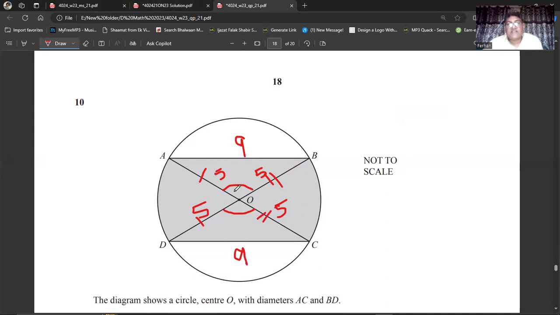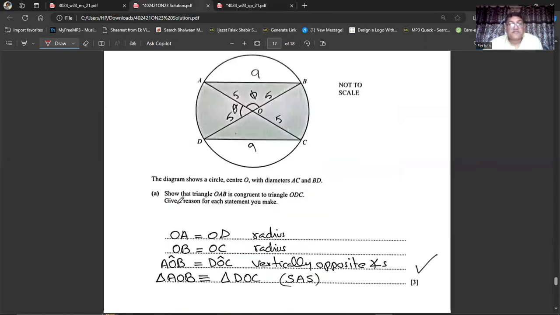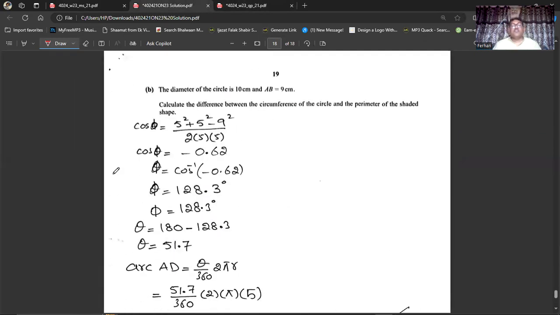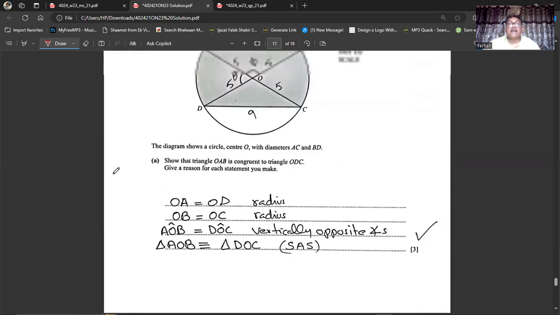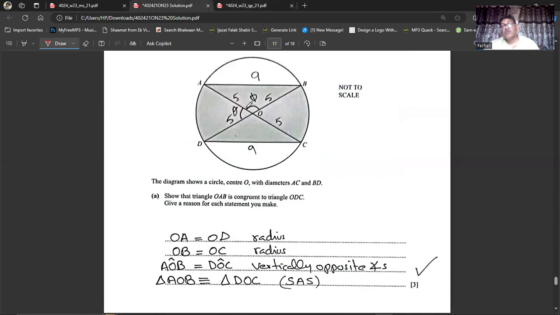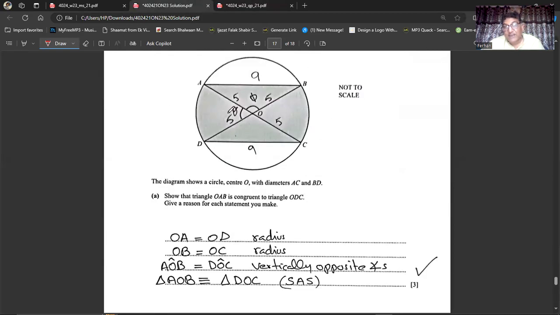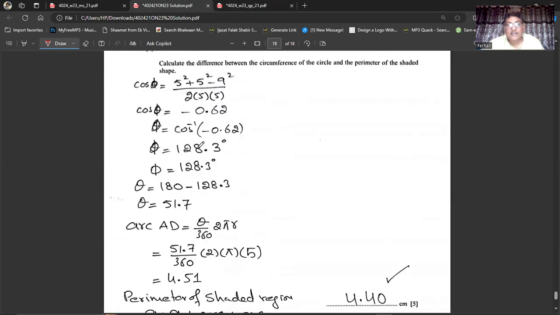So I will find out this angle, then I will find out this angle, and from there I can find this arc length, and then I can find the perimeter of that. Okay, so first of all, I'm going to find this angle phi. If you look at this diagram carefully, you know the three sides, so I'm going to use the law of cosine to find this angle phi. Once I know the phi, then I can find this theta, and then this theta will be used to find the arc AD.